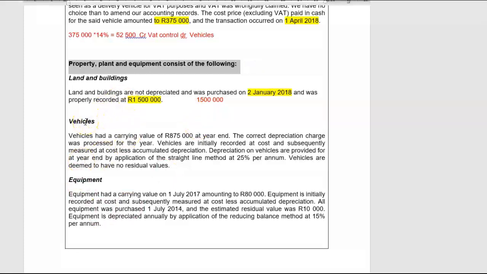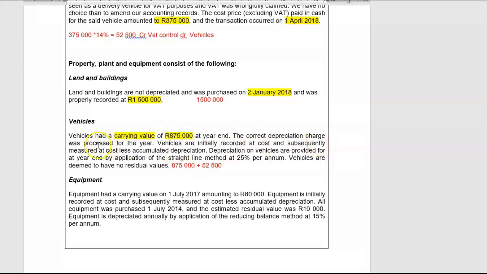Good, let's have a look at vehicles. Vehicles had a carrying value of 875,000 Rand at year end. But that 875,000 Rand was before we have passed that entry, where we debited the vehicles again with 52,500. So if we're going to look at the end of the year, 875,000 was what was lying as my carrying value, but then I've passed an adjustment entry of 52,500.